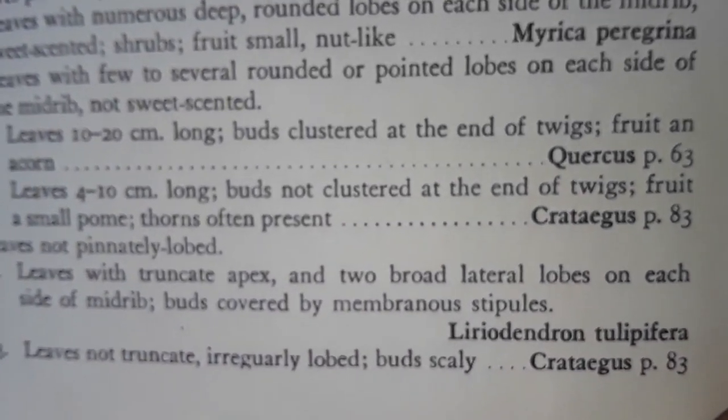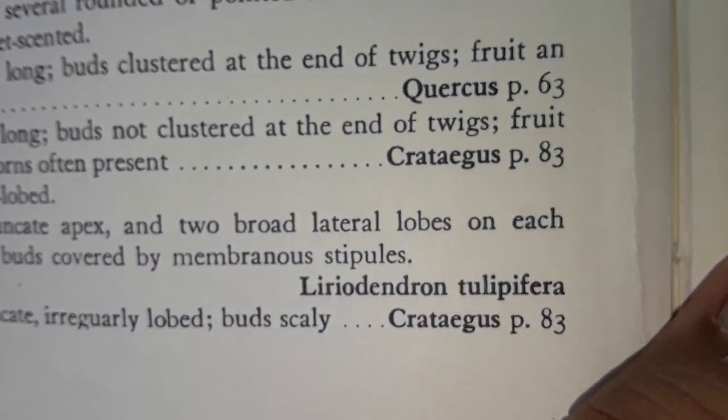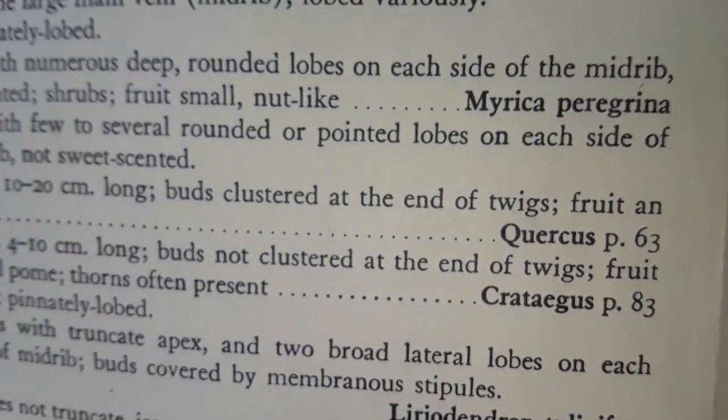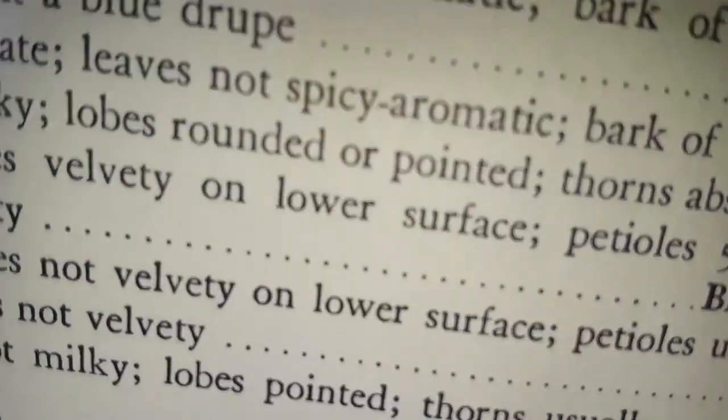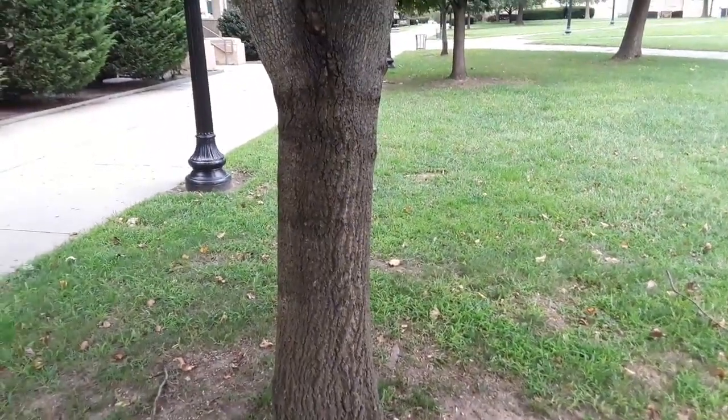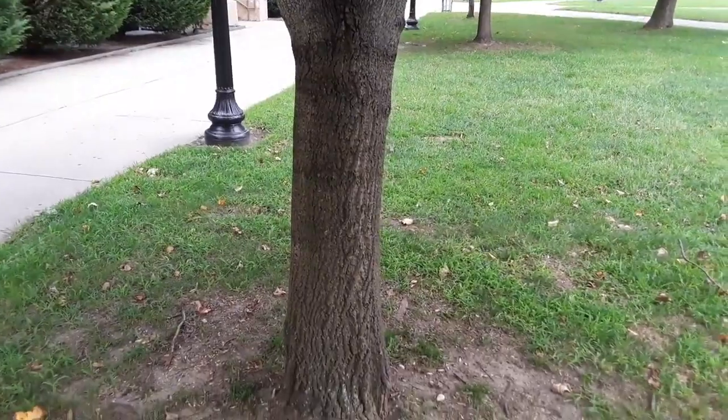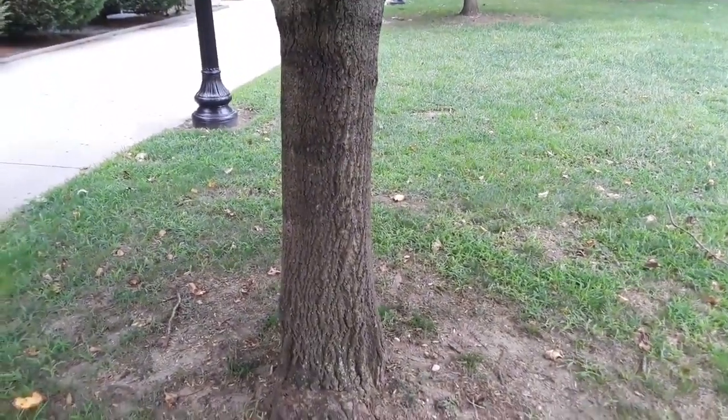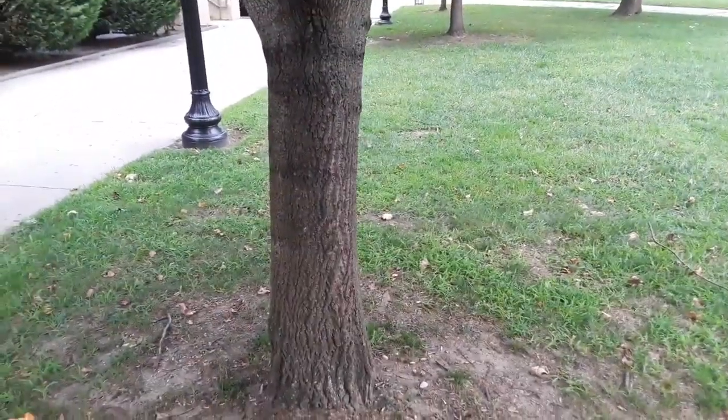Buds covered by membranous stipules. Liriodendron tulipifera. This is our tulip tree. Tulip trees are often characterized by having straight trunks. They go straight up and down, no curving, no branching that will take them in a different direction.